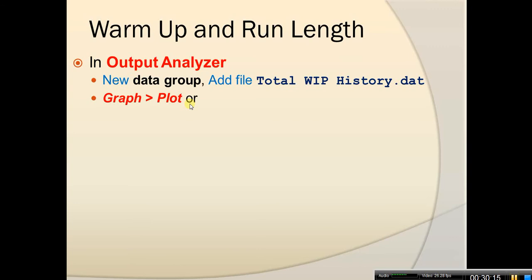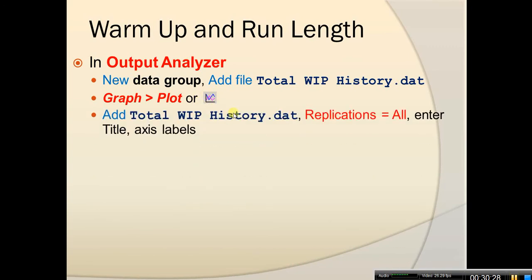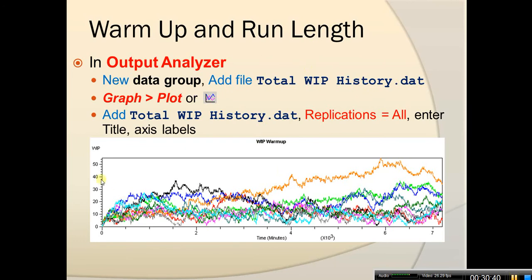And this we wouldn't be able to do just by using the animation. So we did Graph and then Plot, or alternatively, we clicked this button, and then we added the total work in process dat to the plot, and we selected replication all. We could also modify the title and axis labels, and this is what we got, a similar kind of picture, where at first you see there's not much variability and also not much in terms of reaching some of those higher values for the work in process, or number of entities in process.